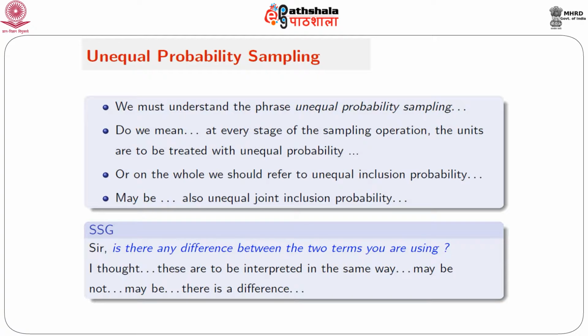When we say sampling, are we talking about sampling one at a time? So if my sample size is 5, I pick up one. If it is without replacement, I pick up another distinct from the first one, etc. And is it that at every stage the units are to be treated with unequal probability? Is that the impression that we are trying to get when you say unequal probability sampling? Or is it that on the whole, when the sample has been selected, there is an unequal inclusion probability for everybody, and also for joint inclusion probabilities, it has to be unequal for different pairs? So what kind of thing are we referring to?